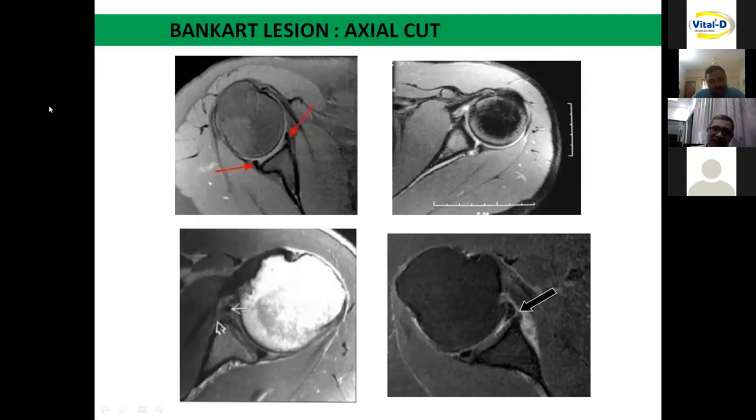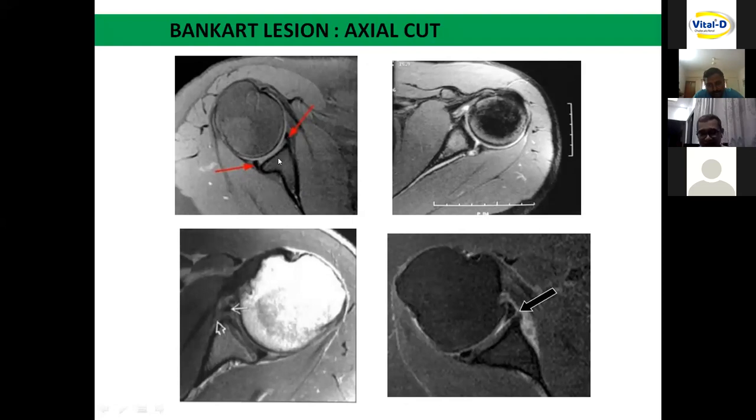We very commonly face shoulder dislocation, either first time dislocation or recurrent dislocation. Patient comes to us, and everybody says it is a Bankart lesion. Now we can see what a Bankart lesion is. I have mentioned previously that we can always clearly see the Bankart lesion by the axial cut. This is posterior, this is anterior. That is both posterior labrum and anterior labrum.